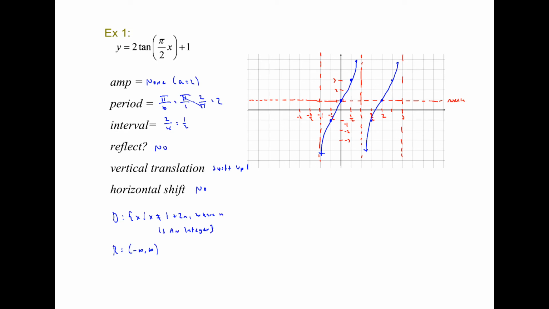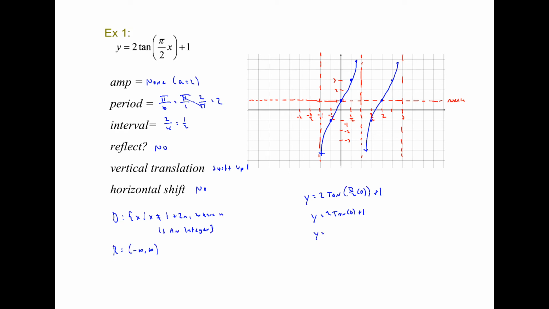And don't forget, after you graph this, if you're concerned about whether you did it correctly, you can plug in a couple points if you need to. I mean, you're basically saying that y is equal to 2 tangent. Let's just plug in 0. So if I do pi over 2 times 0 plus 1, what would that equal?